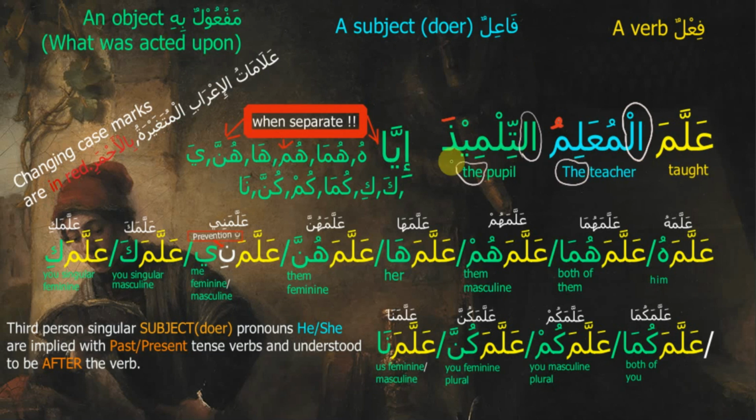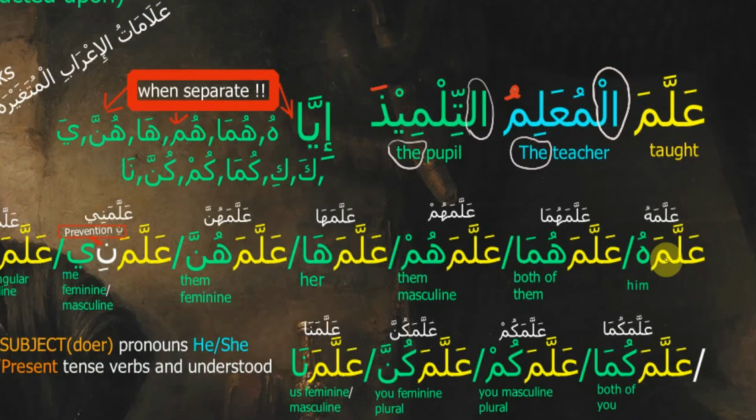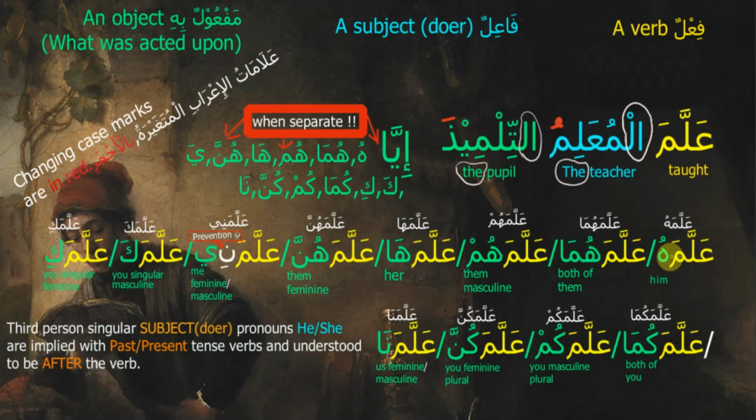علم المعلم التلميذ. The teacher taught the pupil. Object pronouns are connected pronouns at the end of verbs. So all these pronouns here are objects. If I want to say علم المعلم التلميذ with pronouns, I would say علمه. علم is the verb, he taught. المعلم, the teacher, is implied. The pronoun for it is implied but not pronounced.